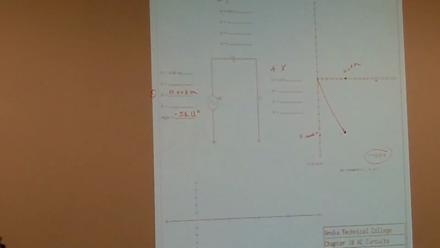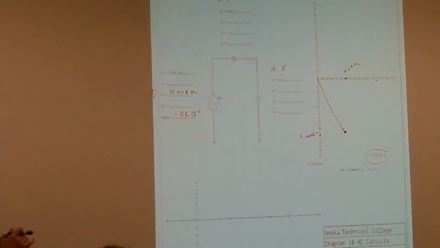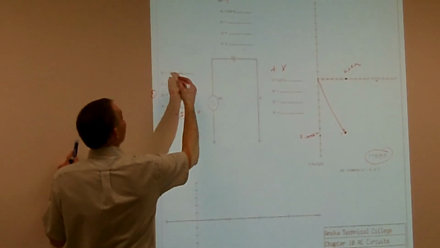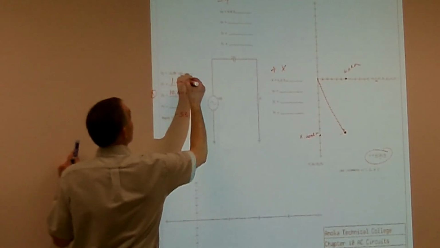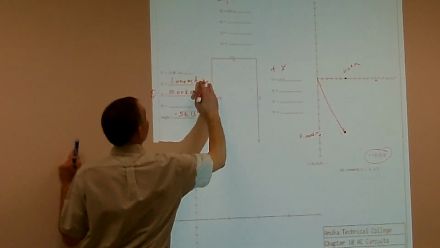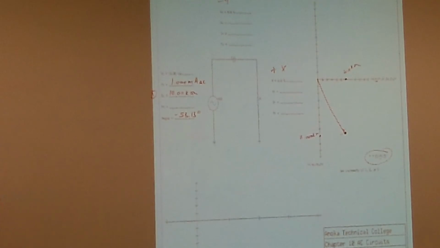All right, then what's our next step? Solving current. Yeah, figure out your current. Get that current taken care of. So what do I get for current on this one? 1 milliamp AC. Yep, 1 milliamp AC. Good. Okay. Then what's my next step?